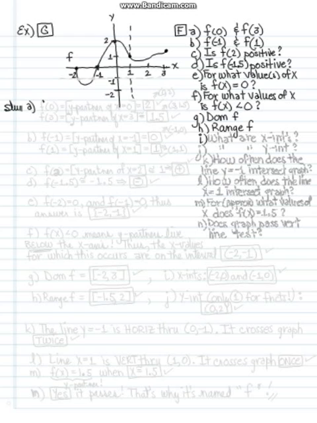Given the graph of this function f, we're asked to find a whole bunch of things. My ink started running out, so let me read them to you. Part A, find f of 0 and f of 3. Part B, find f of -1 and f of 1. Part C, find f of 2.